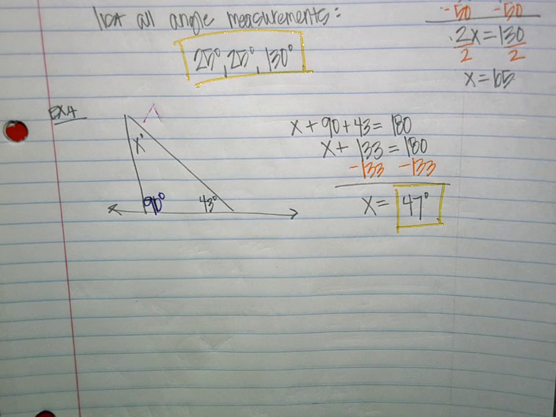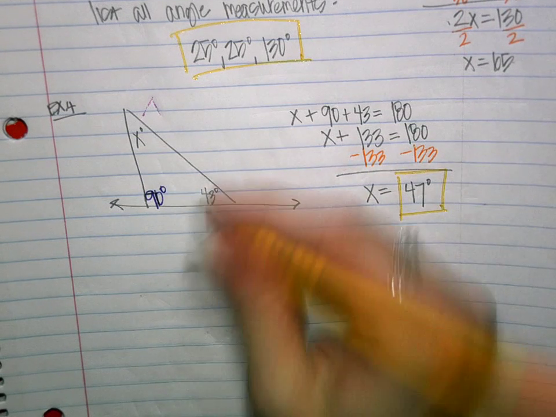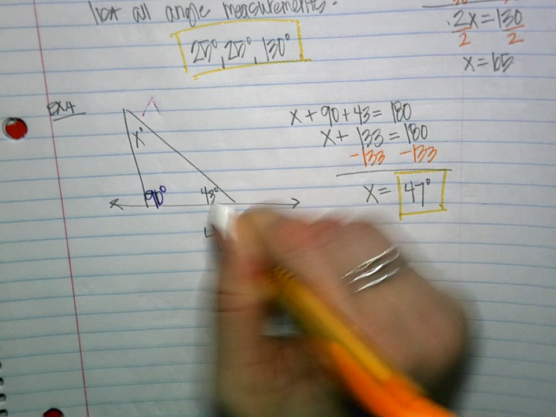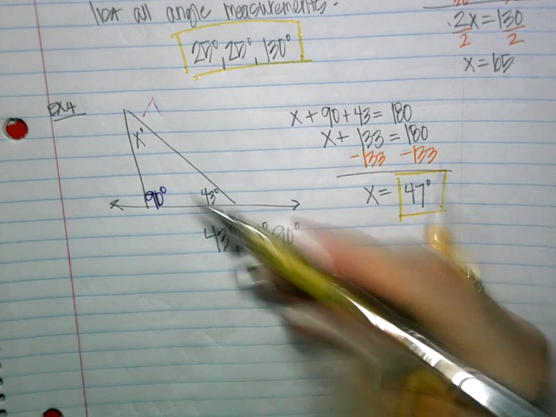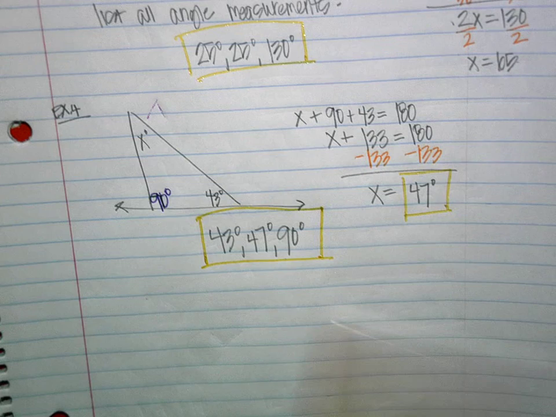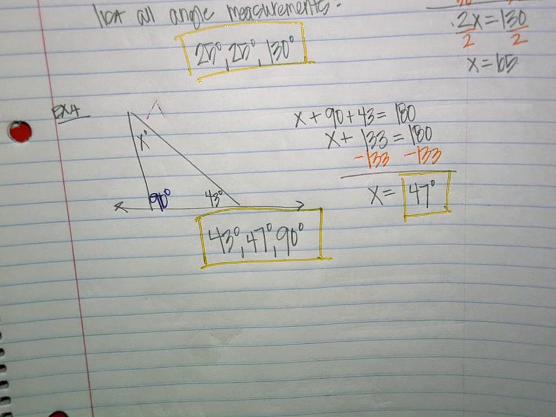Now, this one, if I asked you to list all the angles, would you actually have to plug anything back in? No, because you don't have to do anything. So if you listed all the angles, it would be 43 degrees, 47 degrees, and 90 degrees. The way you could always check your work is to add all these together to make sure that they equal 180.